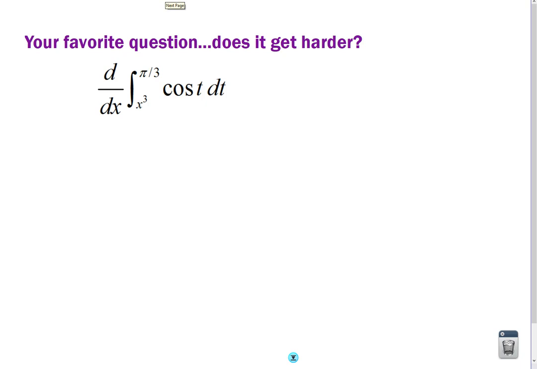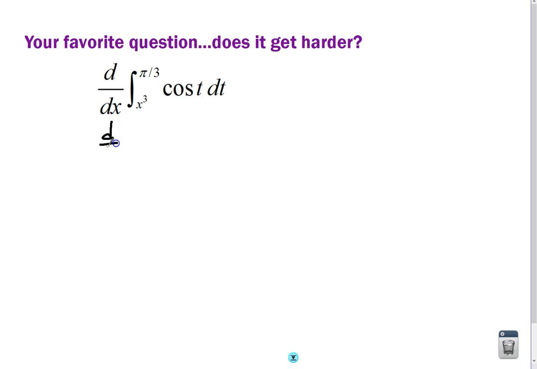Your favorite question: does it get harder? Oh gosh, what happened here? So the top and the bottom, ooh, they're in a different place. Well, I know we don't really like that, but there's an integral property that we can use.